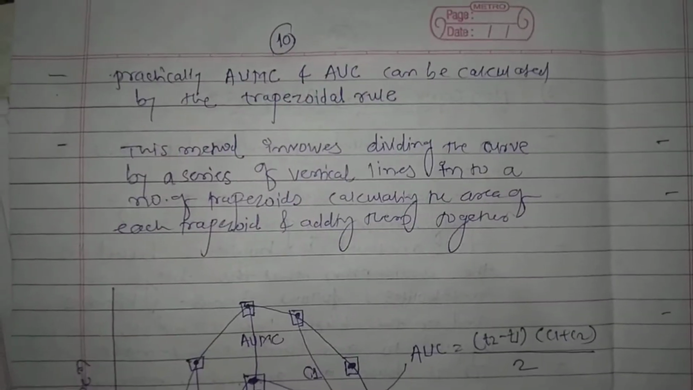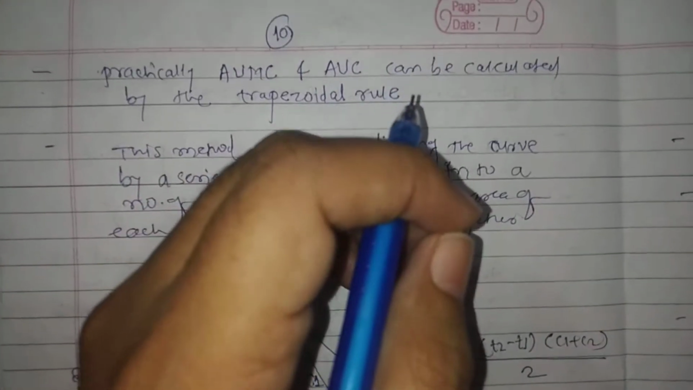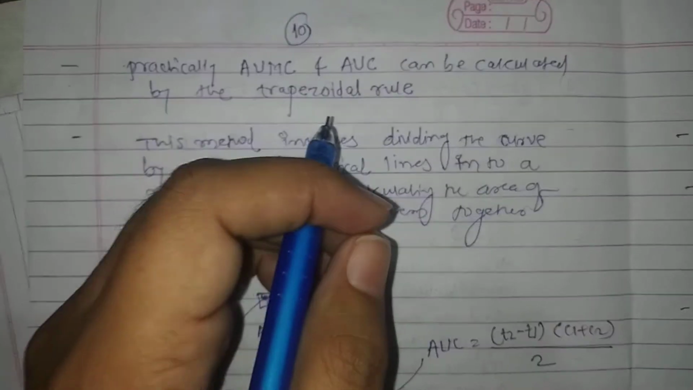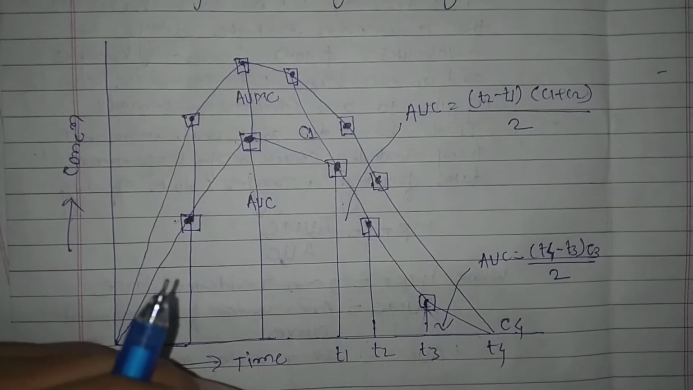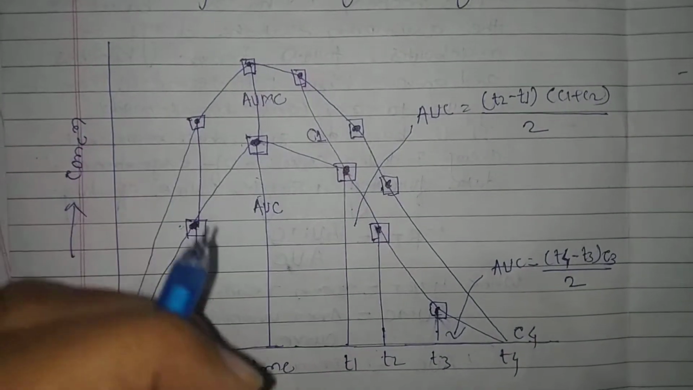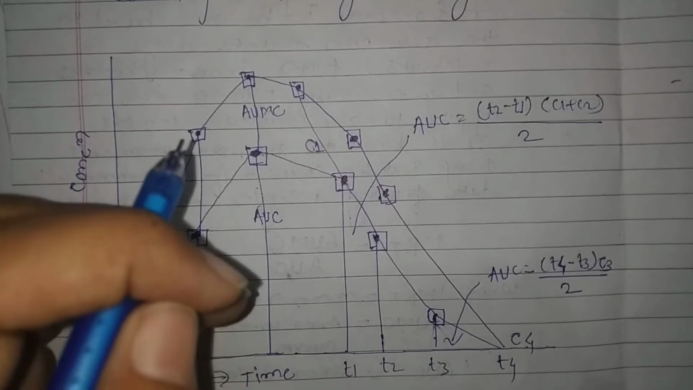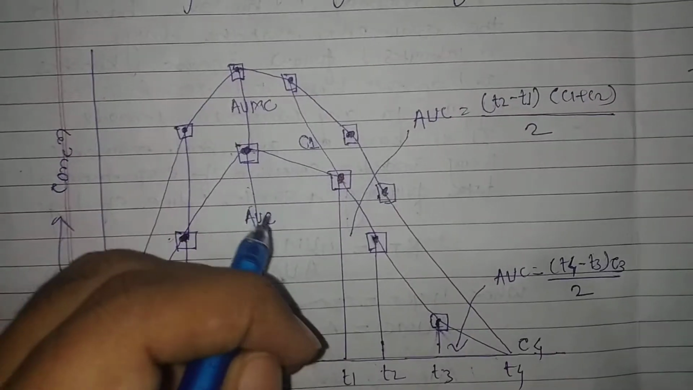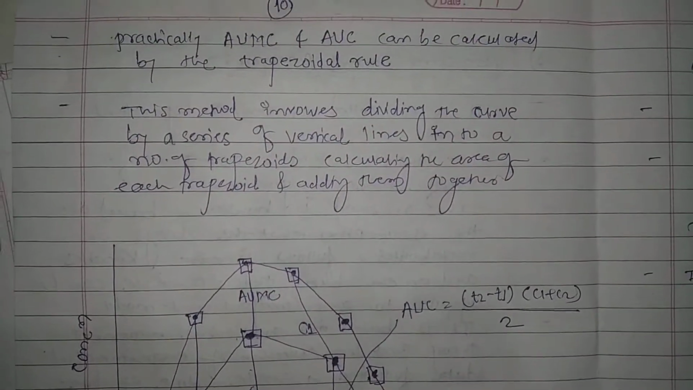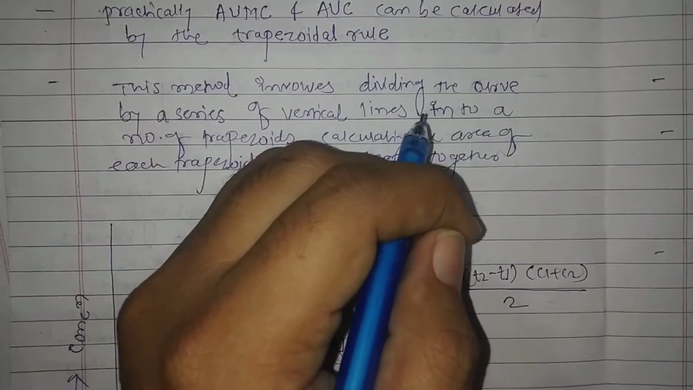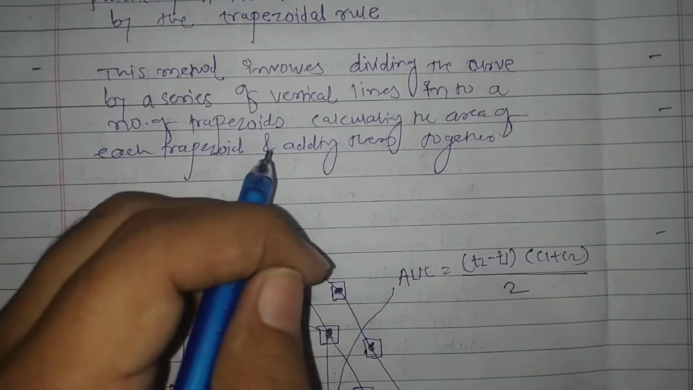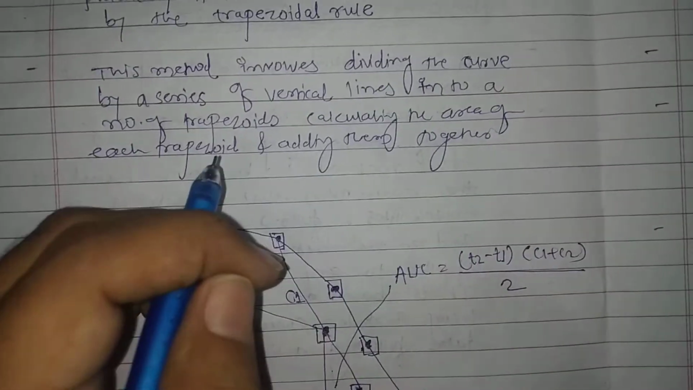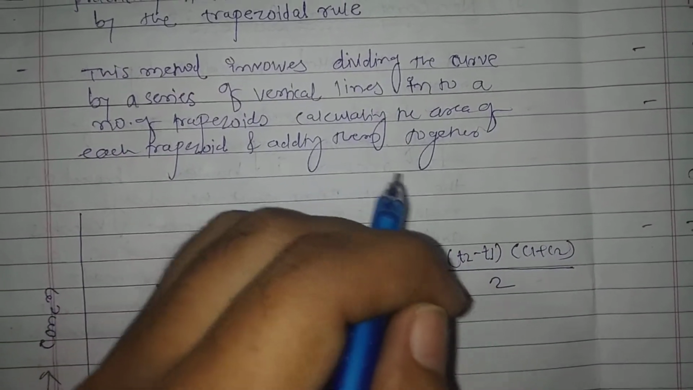Here we can see practically the AUMC and AUC can be calculated by the trapezoidal rule. So trapezoidal rule is nothing but distributing the curve into equal lines, that is, categorizing the area under the curve into equal lines is the trapezoidal rule. So this method involves dividing the curve by a series of vertical lines into a number of trapezoids, calculating the area of each trapezoid and adding them together.